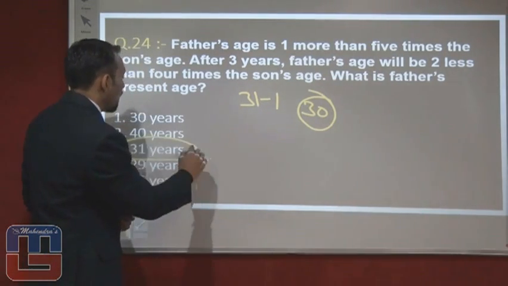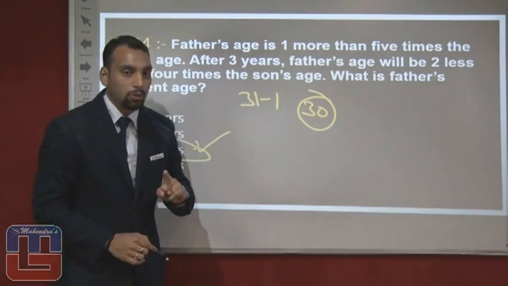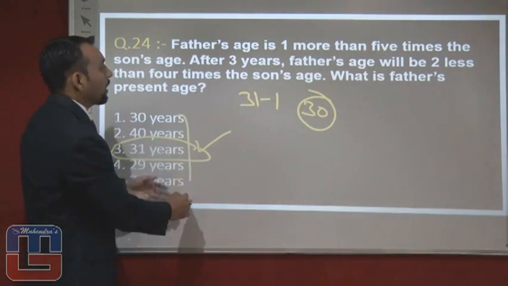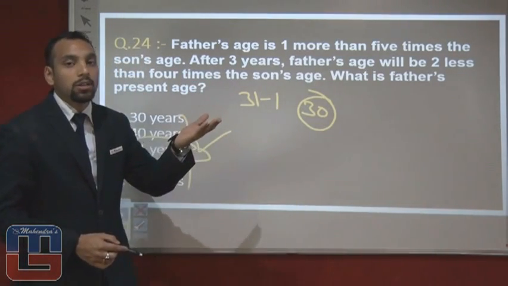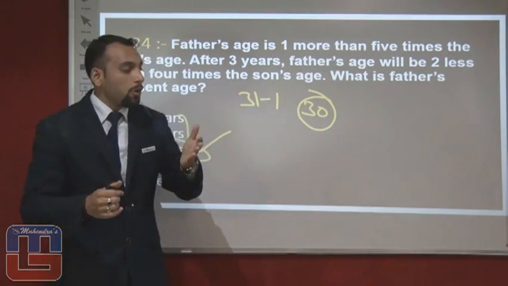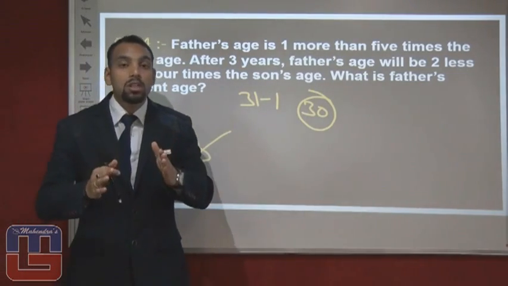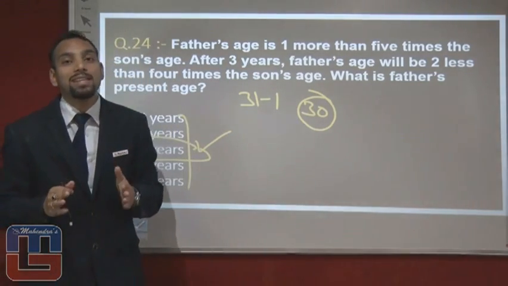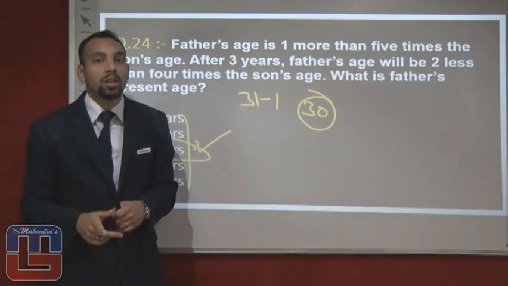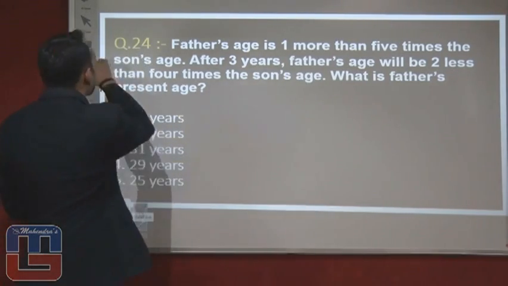So 31 will be the answer. Directly we can say that, because there is no other option which satisfies the given condition. Alright, so we have discussed that if you follow the option-taking rule, it is very easy to give the answer quickly. Right, now move to our next question.